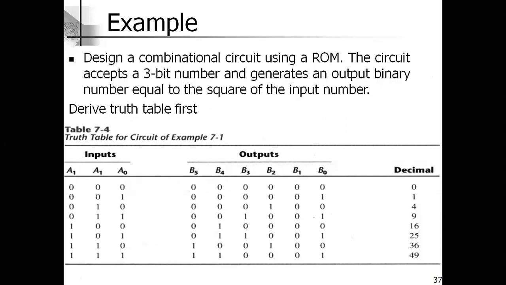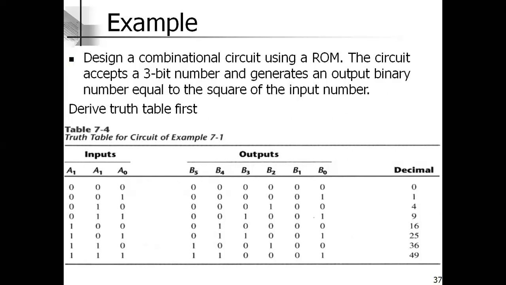Listen carefully. In general, a 2 power k by n ROM will be required. K is the number of input address lines. What is the k value here? 3. So a 2 power k by n ROM will be required. What is the 2 power k value? 8.